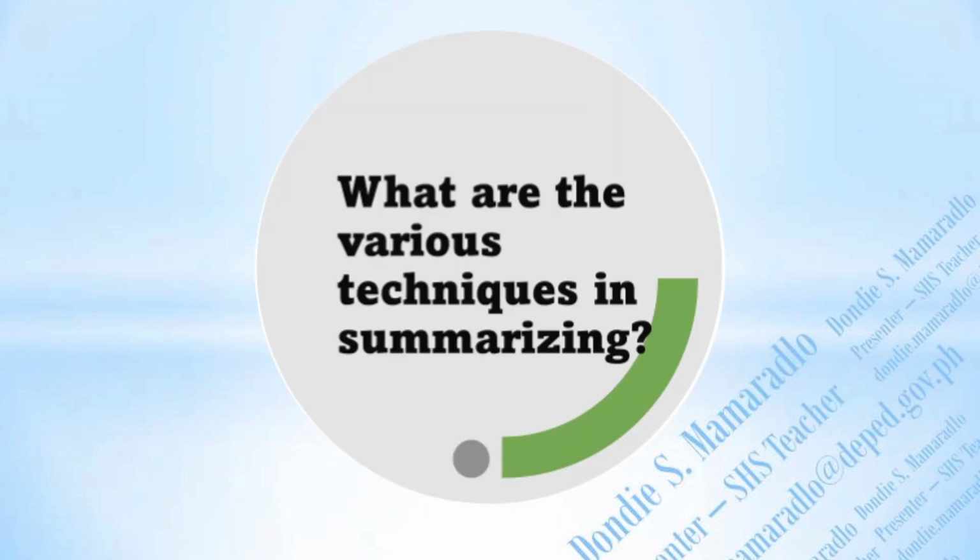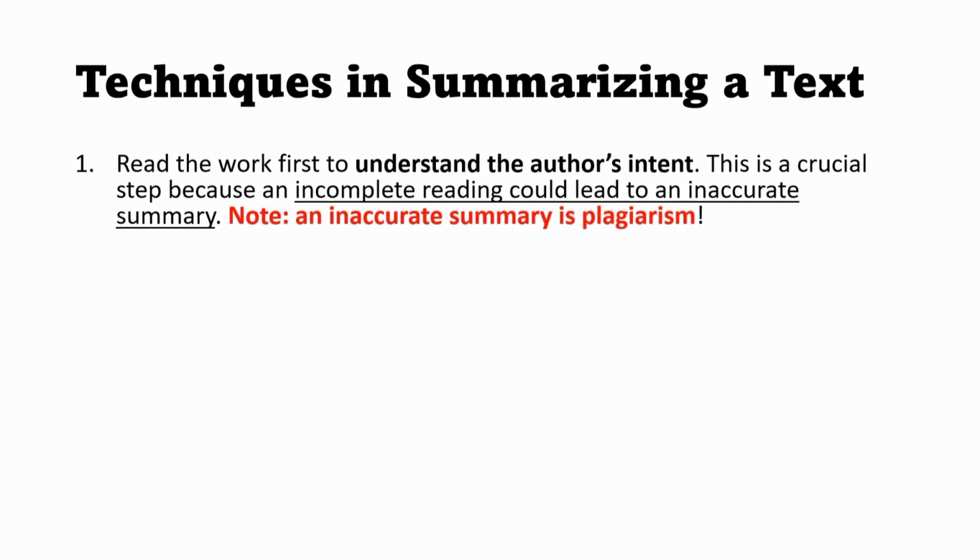And for our next question, what are the various techniques in summarizing a variety of academic texts? First, read the work first to understand the author's intent. This is a crucial step because an incomplete reading could lead to an inaccurate summary. An inaccurate summary is plagiarism.